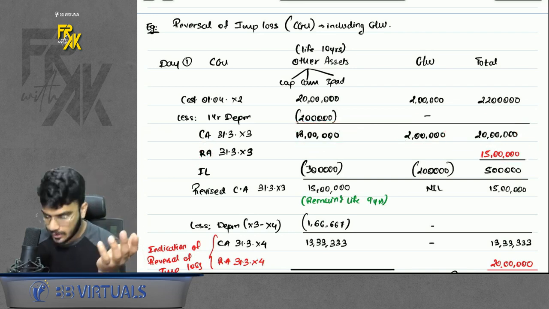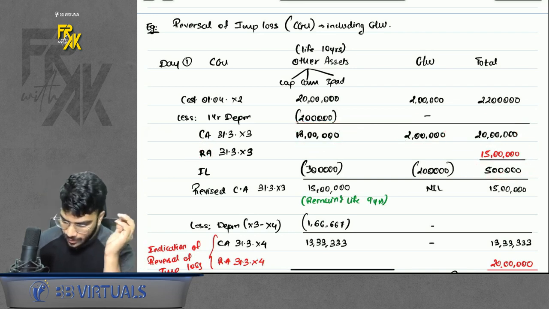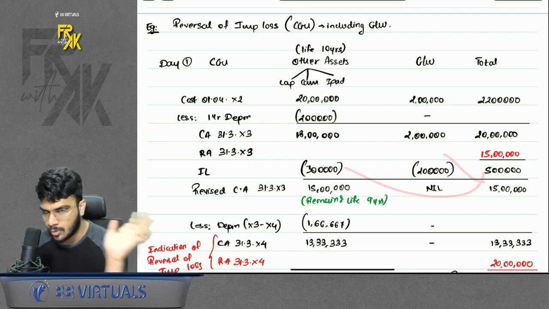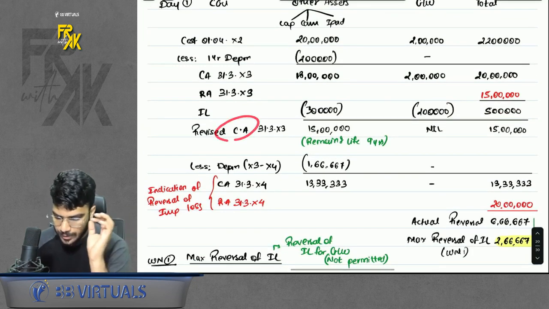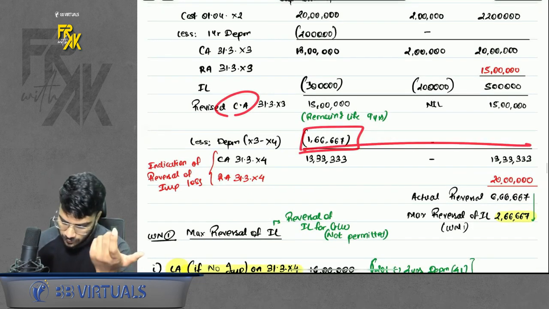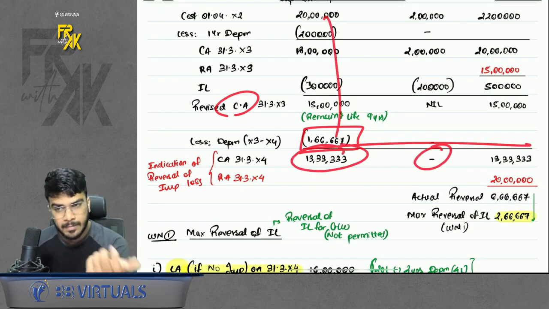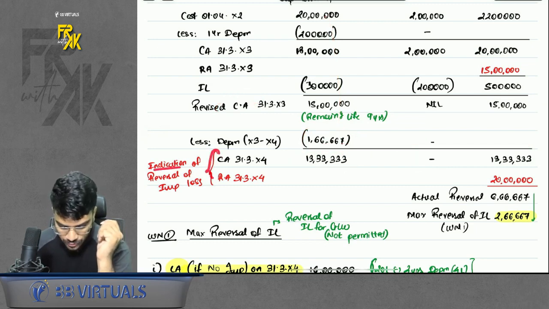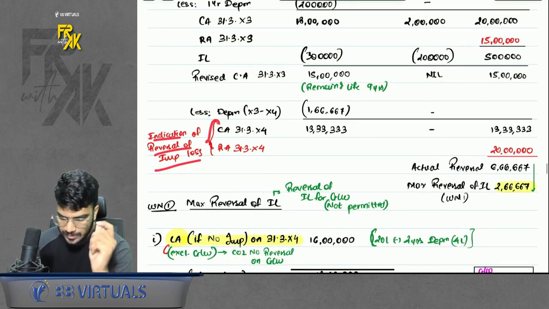Of course, there is a loss. Impairment loss of 5 lakhs. First allocate against goodwill and then against other assets. No problem, sir. We got the revised carrying amount and then we will depreciate for 1 more year. So we got the value of other assets. Goodwill becomes nil because of impairment. Now there is an indication of reversal. How much is the recoverable amount?